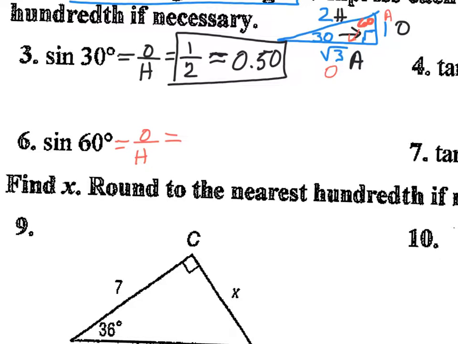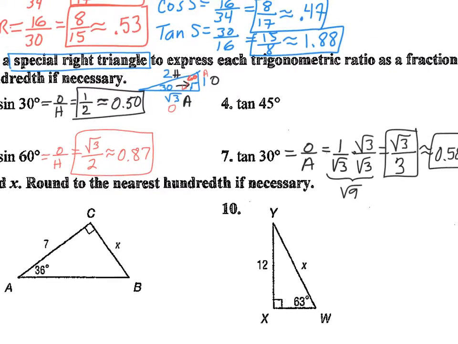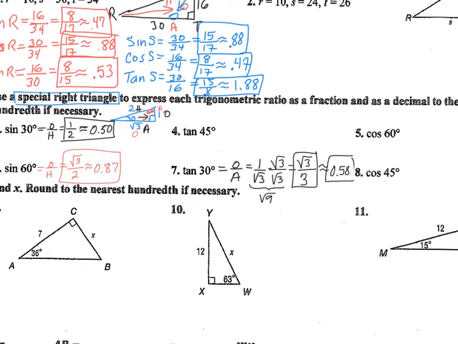So this is the opposite of 60. So it's the square root of 3. And what is the hypotenuse? 2. Can I leave the fraction like that? Yes, because the radical is on top, so there's no problem. You can leave it like that. It's only what is in the denominator that you have a problem. You need to rationalize. And that is approximately 0.87, right?